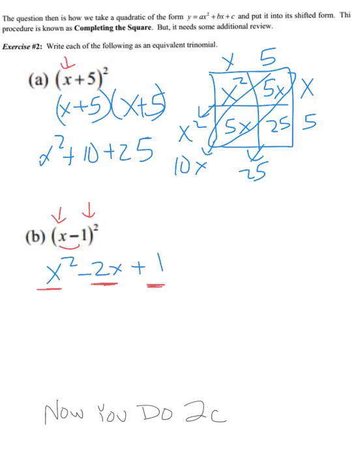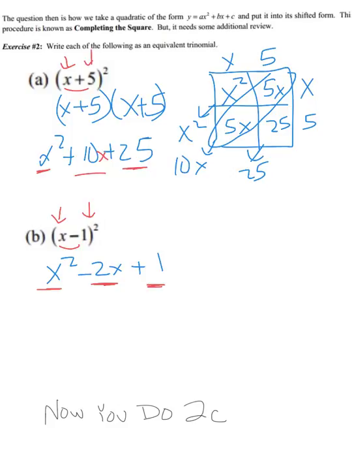What was x? What happens when I square it? X squared. What happens when I square the 5? I get 25. What happens when I get 5 times x? I get 5x. And when I double it, I get 10x. Oops, I forgot my x here, by the way. So now we fix that.